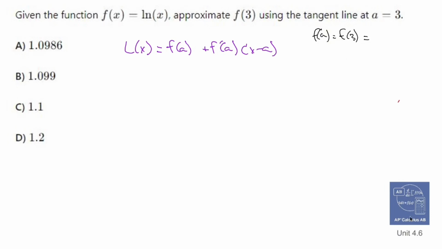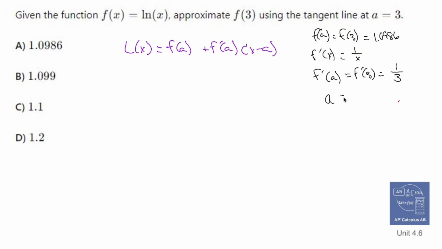And this should have been a calculator section, but f of 3 is going to be 1.0986, which is why I pointed over here. I did that ahead of time. Doesn't mean anything, but it might mean something. Looking at the numbers ahead of time, I have a weird feeling about this. F prime of x is going to be the derivative of ln of x, so 1 over x, which means f prime of a is f prime of 3, which is 1 over 3.